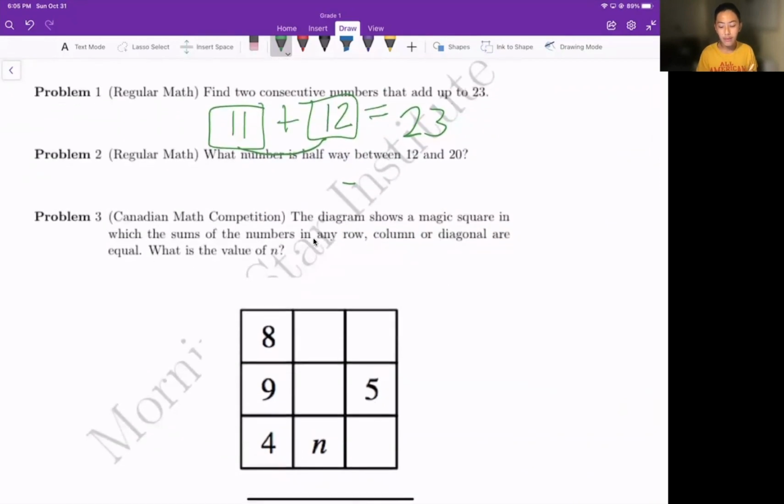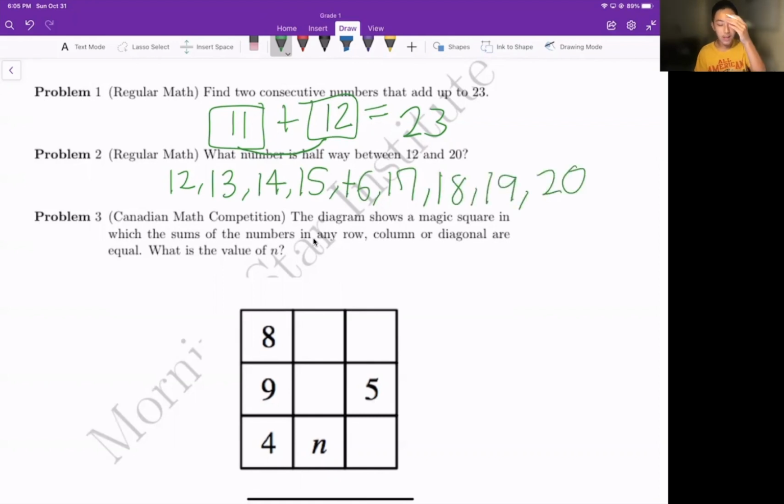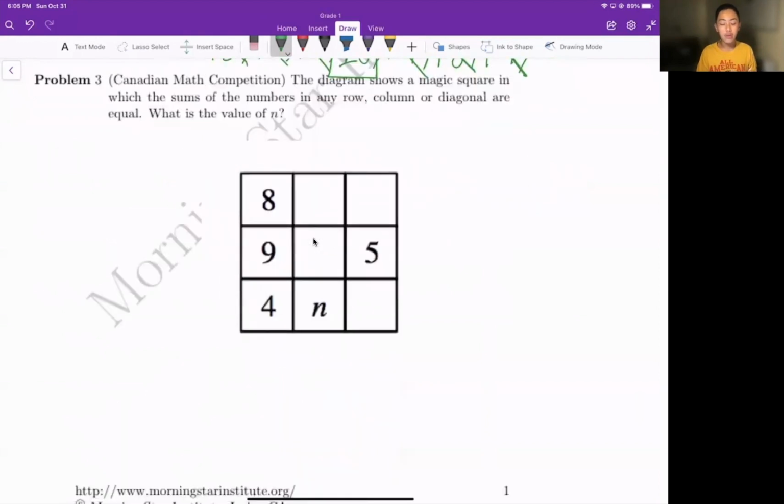Problem 2, what number is halfway between 12 and 20? Basically for this problem, we can just list them all out. 12, 13, 14, 15, 16, 17, 18, 19, 20. From both sides, we can just cancel out the numbers. So it's all even. Cross out like this, like this, like this, like this. And eventually we're left with 16. So the answer is 16.